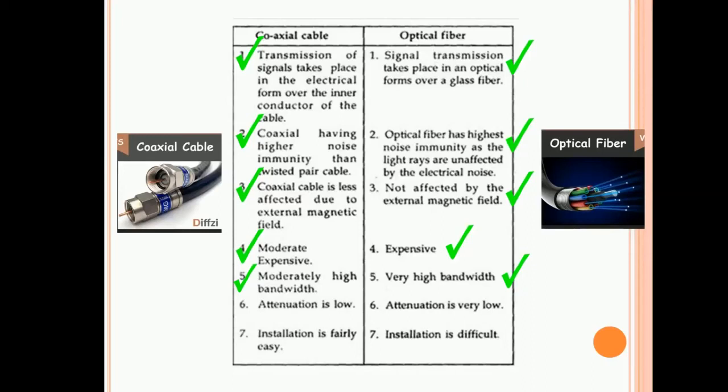Whereas in coaxial cable, we can transmit only a few hundreds of megabits per second. So coaxial can transmit a few hundreds of megabits, but in fiber optical we can transmit even gigabits in seconds. Okay, so in coaxial cable, the authentication is low.